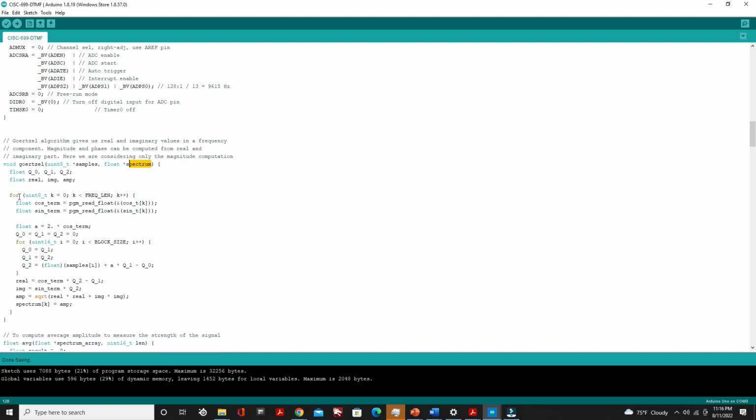Within this algorithm, I compute the magnitude and phase value from the real and the imaginary part. But in this algorithm, we are more concerned about the magnitude part, which is the amplitude of each frequency component of the captured frequency spectrum.